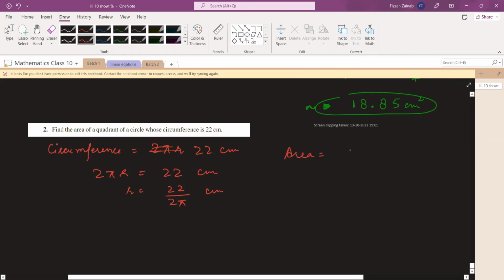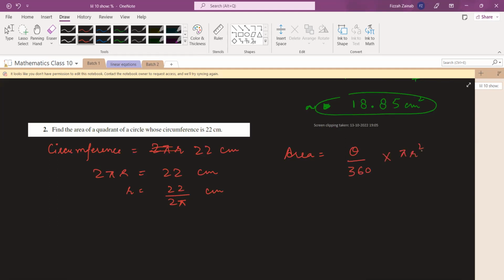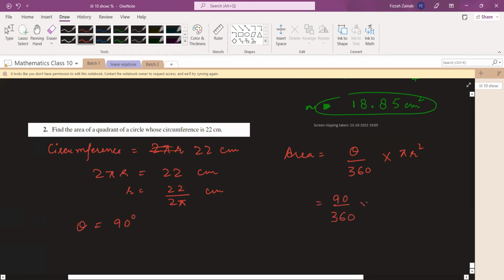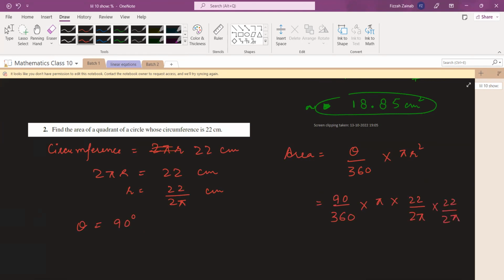Area means theta by 360 into area of circle. Understand? Okay. Now what theta will you take here? Obviously 90 degree. So here your theta is 90 degree. Put it here: 90 by 360 into pi into r square. That means 22 by 2 pi into 22 by 2 pi. Two times I'm writing r. And then the answer will be in centimeter square. So at least one pi you can see goes out.